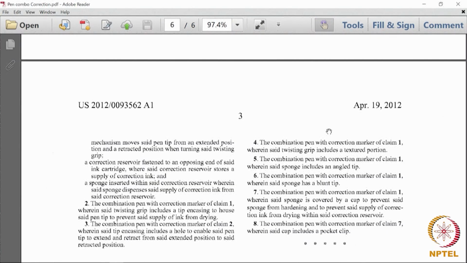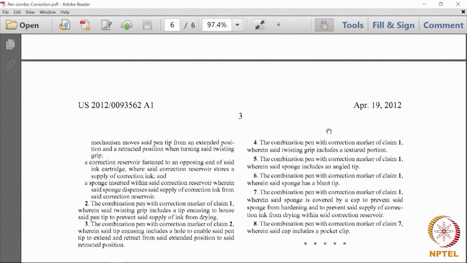A correction reservoir fastened to an opposing end of said ink cartridge, where the said correction reservoir stores the supply of correction ink, and a sponge inserted within the said correction reservoir, wherein the said sponge dispenses the said supply of the correction ink from the said correction reservoir. Now, you will see too many "said" there. It is just that "said" means the one referred to earlier, or above.